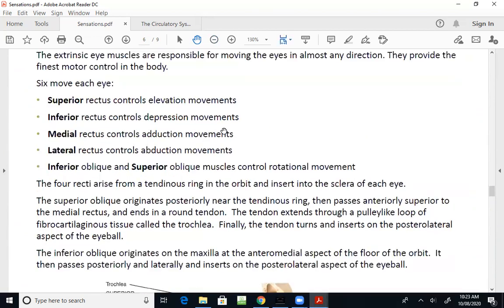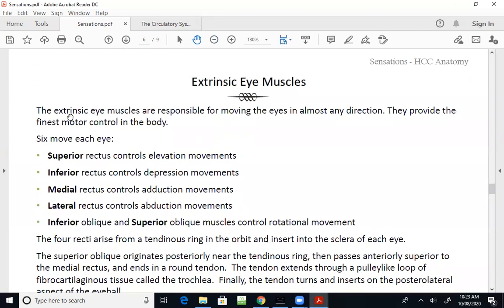All right, let's talk about what we call extrinsic eye muscles. There are 6 of them responsible for moving our eyes in almost any direction and provide the finest motor control in the body, which means they are the most precisely controlled. It is absolutely fine in how perfectly we can control our eyes.